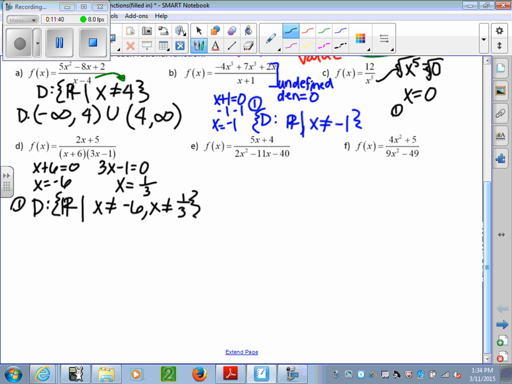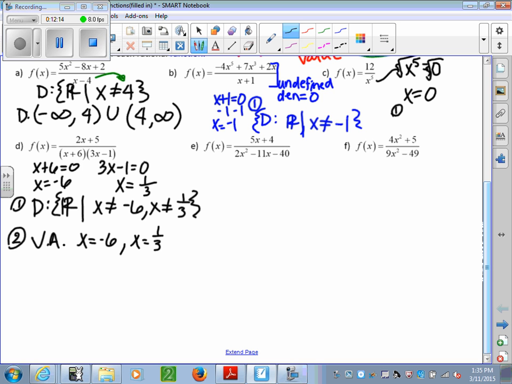Okay? Or another thing I can figure out is my vertical asymptotes. I know my vertical asymptotes are where my denominator is undefined. So I have a vertical asymptote at x equals -6, and I have a vertical asymptote at x equals 1/3. Okay, so I have two vertical asymptotes, and also my domain doesn't touch those lines, which makes sense, right? My domain is everything except my two vertical asymptotes, because my line doesn't actually cross those vertical asymptotes.